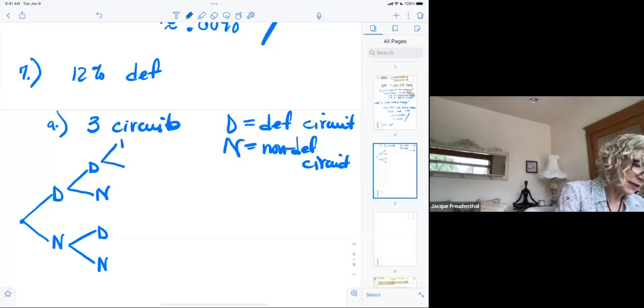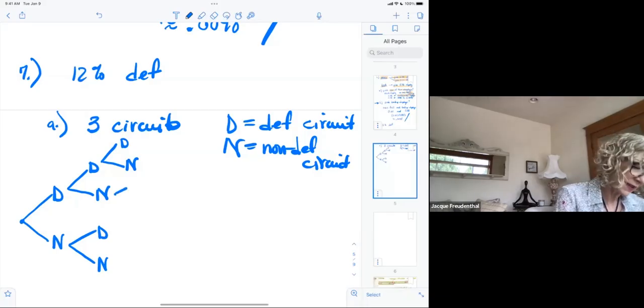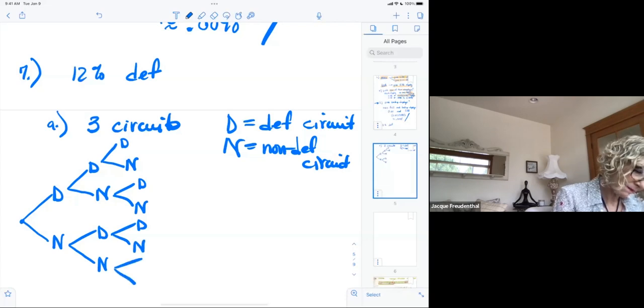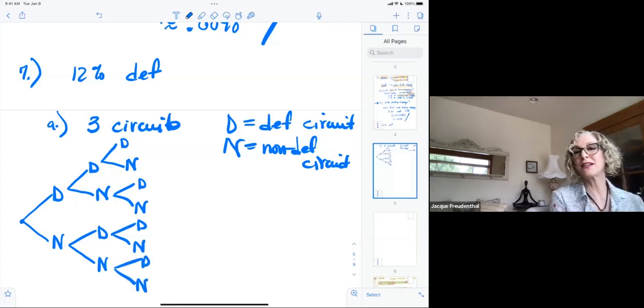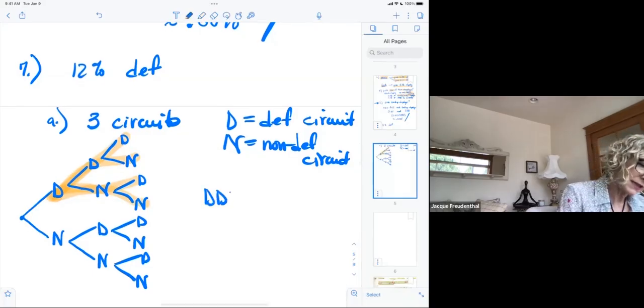So for the third layer, given that I have defective first, defective second, then my third will either be defective or not defective. And I can continue in that same way with my tree. This is just the work that I use to come up with the sample space. The sample space is reading the tree. So DDD, DDN, DND, and DNN.